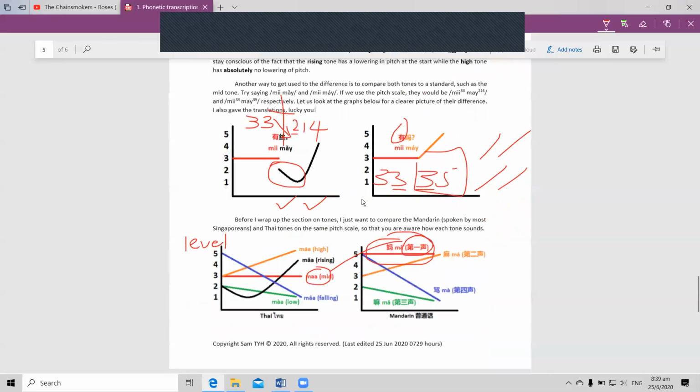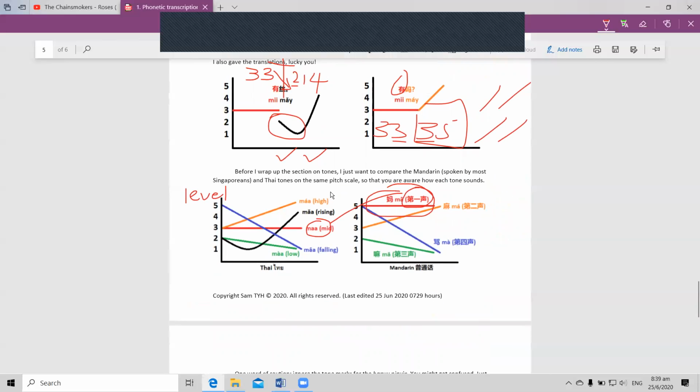So let's compare the Thai tones and the Mandarin tones once again. If we were to write the pitch variation of all these nine tones using the pitch scale, how will we represent them? The mid tone in Thai is 3-3. The low tone is 2-1. The falling tone is 5-1. The high tone is 3-5, and the rising tone is 2-1-4.